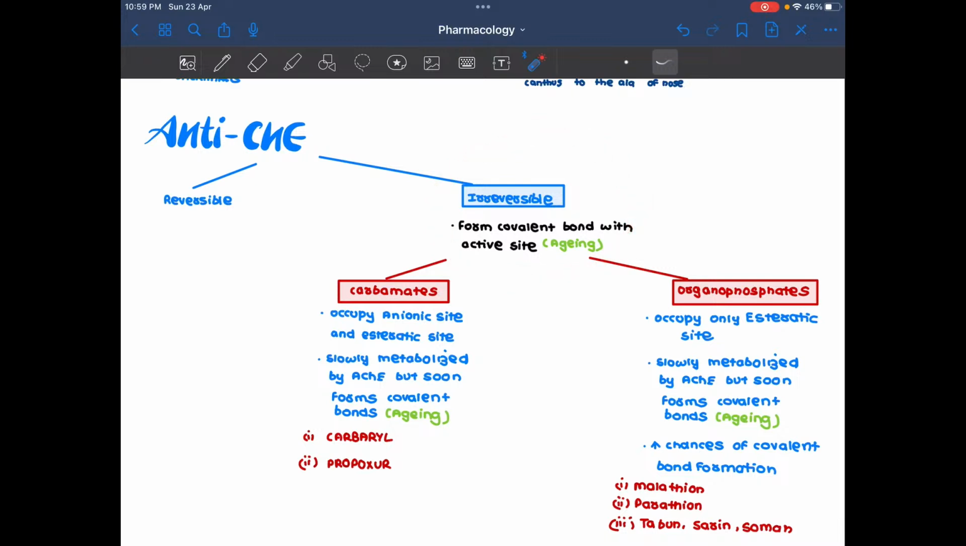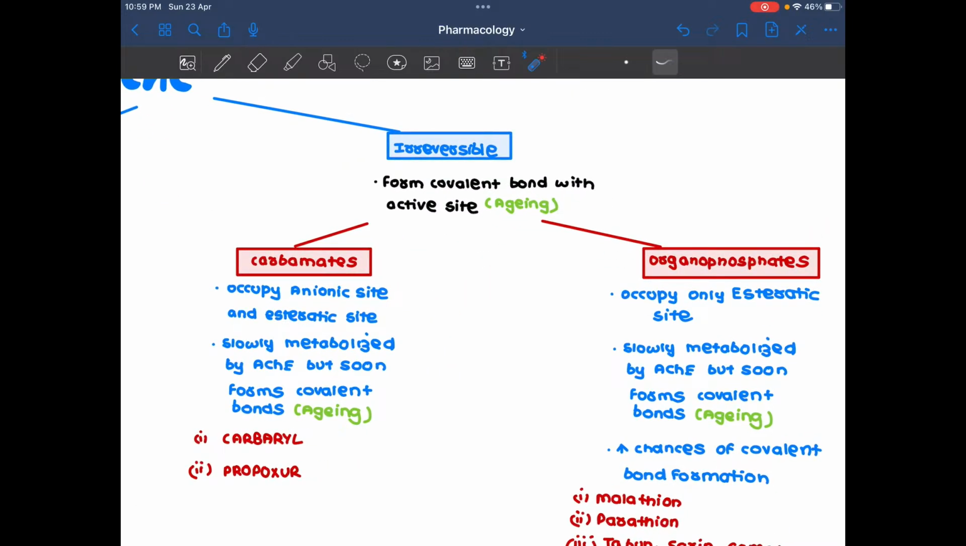Okay, we have two classes. We have carbamates and we have organophosphates. So just remember, guys, जो carbamates हैं, they're going to occupy both of these sites. Anionic site को भी occupy करेंगे, esteratic site को भी occupy करेंगे. ठीक है? Just remember, जो हमारे carbamates हैं, they're going to get slowly metabolized by the acetylcholinesterase. But अगर time permits, they might form covalent bonds that I'm talking about, and that process is known as aging.